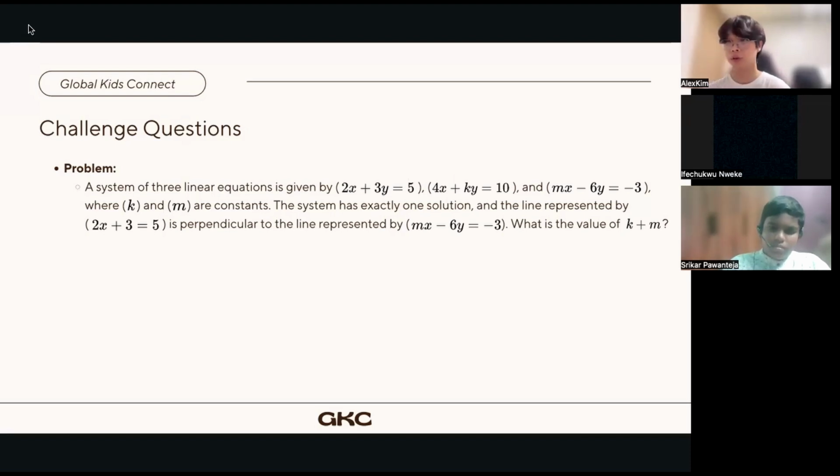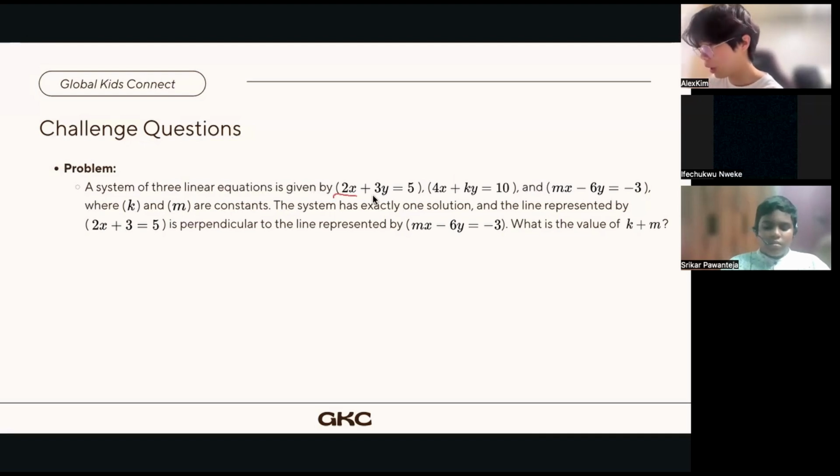So this time, instead of two equations, we have three equations, where k and m are constants, and the system has exactly one solution. And the line represented by 2x plus 3y equals 5 is perpendicular to the line represented by mx minus 6y equals negative 3. What is the value of k plus m? So a lot of information that we have to analyze, but if we do it step by step, you'll be able to understand it very clearly.